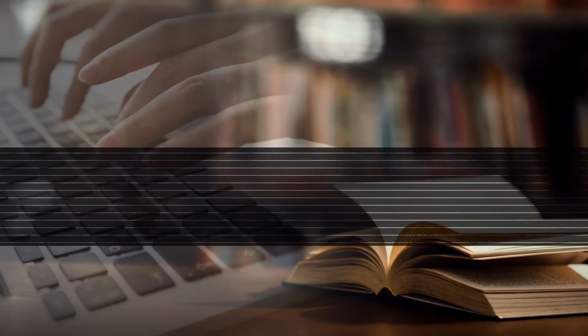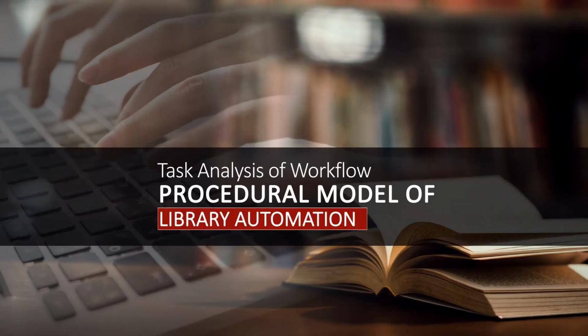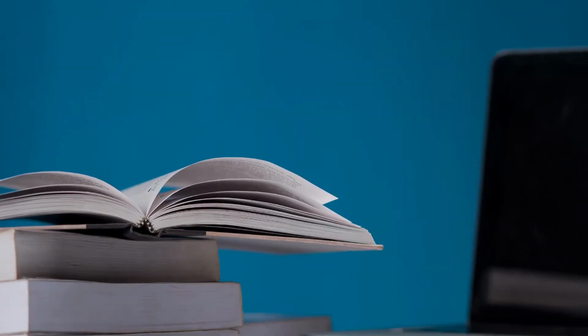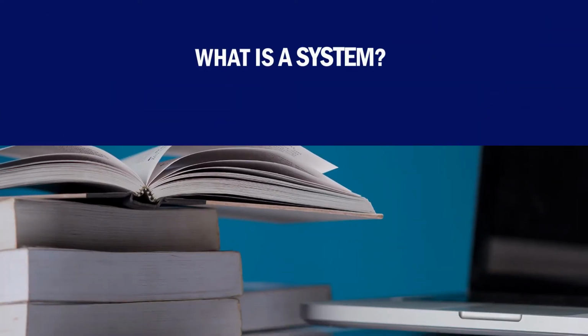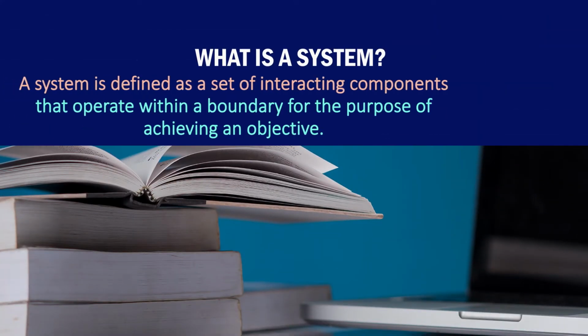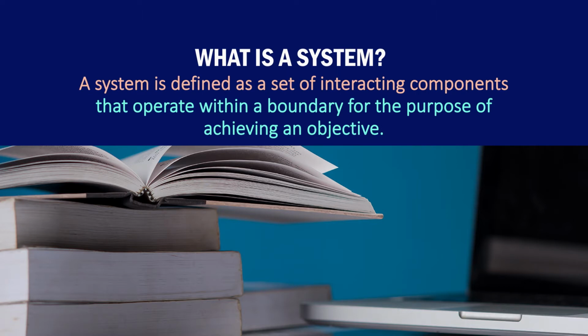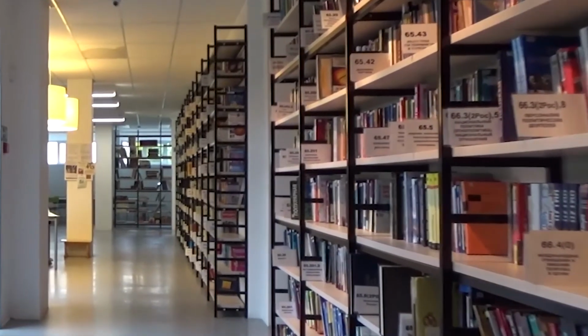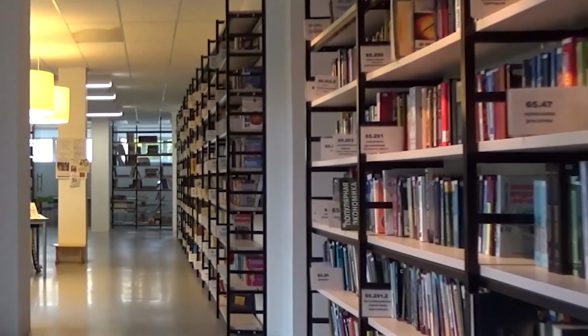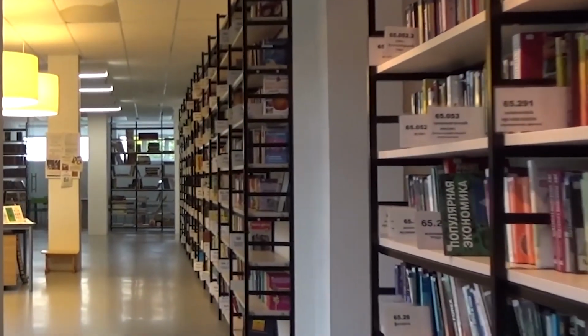So let us switch over to the presentation mode. You can see that the title of this presentation is Task Analysis of Workflow, that means library workflow, the procedural model of library automation. Let us begin with the system. What is the definition of a system? As I said, a system is defined as a set of interactive components that operate within a boundary for the purpose of achieving an objective. The objective basically belongs to the objective of the parent organization of which the library is a part.